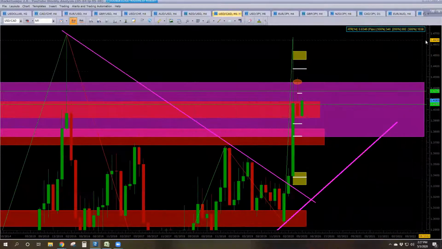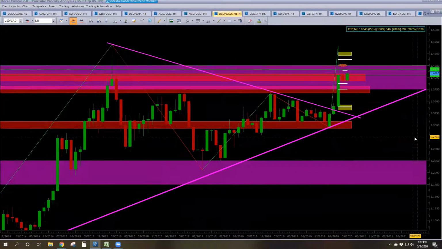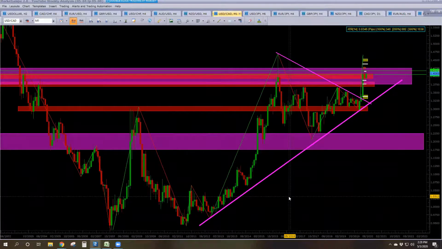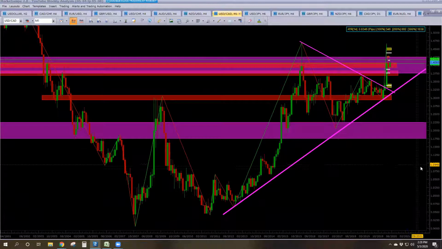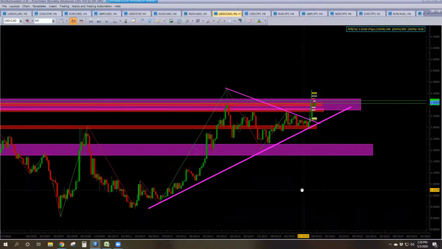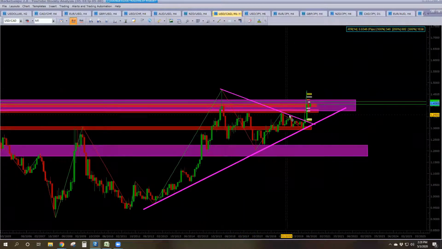All right, guys, we're going to be talking about the dollar CAD today. Once again, the monthly zones are my purple zones, and they're pretty much support and resistance. There's really nothing. Actually, we popped off that triangle formation, and it created somewhat of a demand.